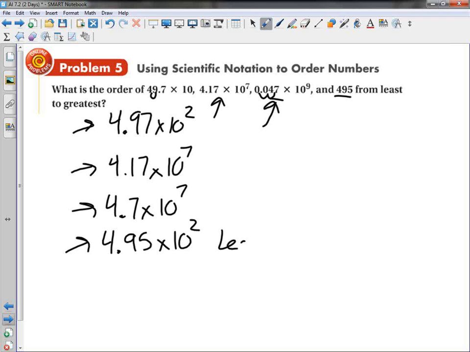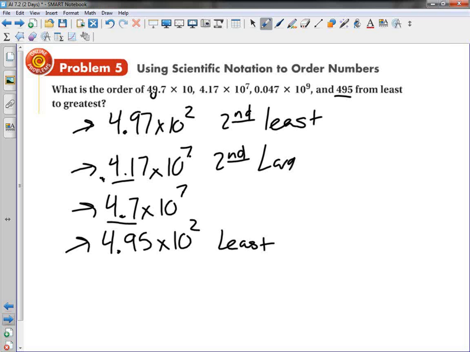All right. And then the second. Okay. And then if I look at the two top ones, they both have the same exponents. But the a values are different. This a value here is a little bit smaller, so that means that's my second largest. And the third one is my largest. And that's how we order them with scientific notation.